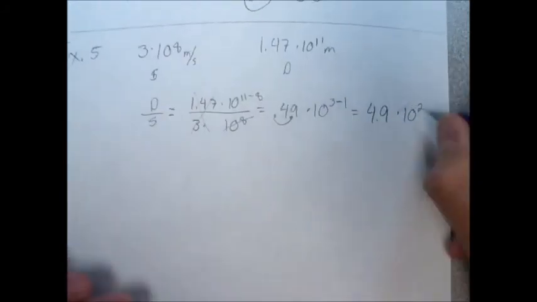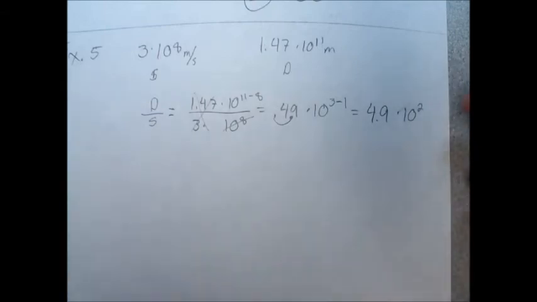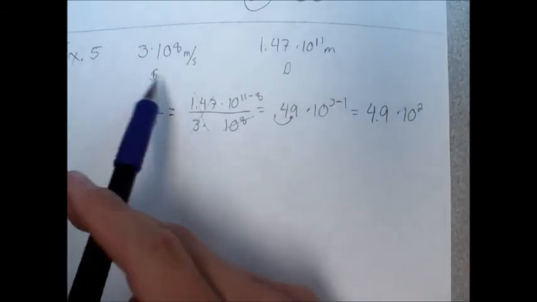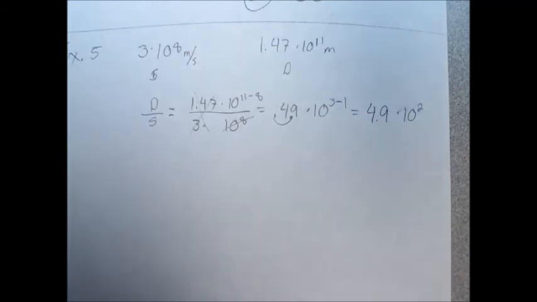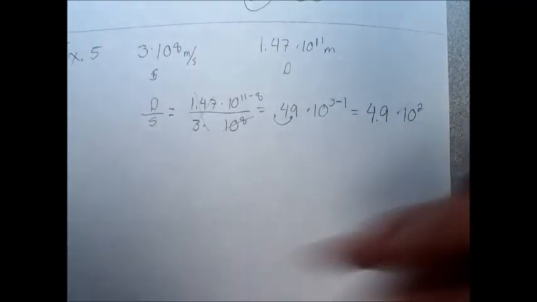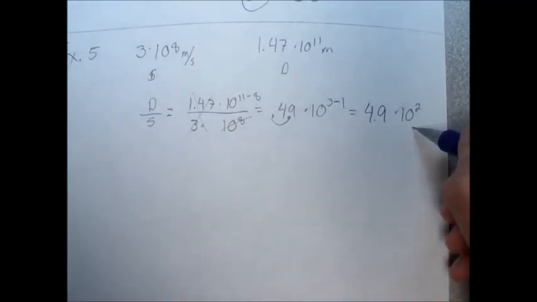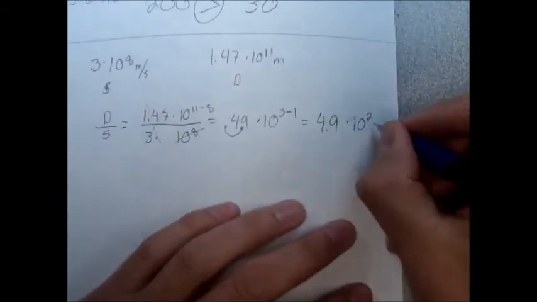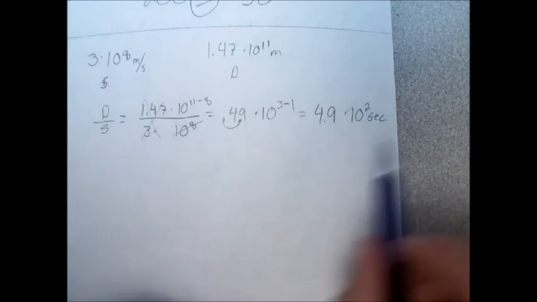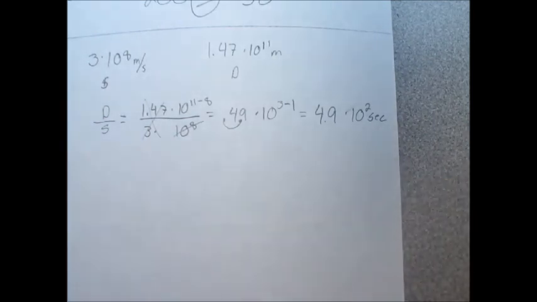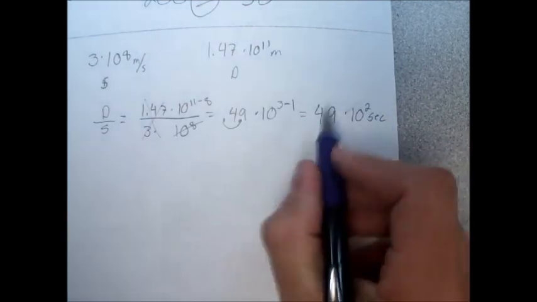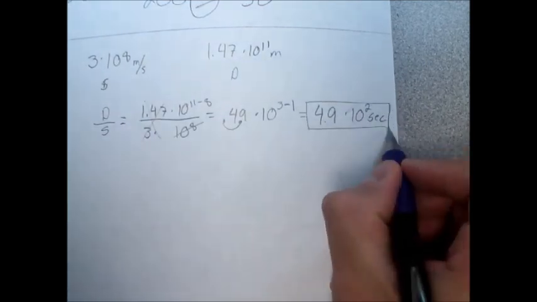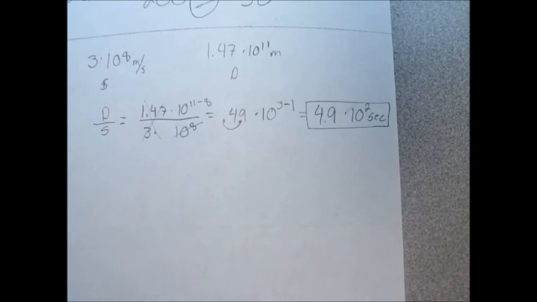Okay? Then I need a label if it is meters per second, and the question asks us to write our answer in scientific notation and to find the amount of seconds. Our label will be seconds. So 4.9 times 10 to the second, which is 490 seconds total. Okay, but it told you to write your answer in scientific notation, so here it is. 4.9 times 10 to the 2.